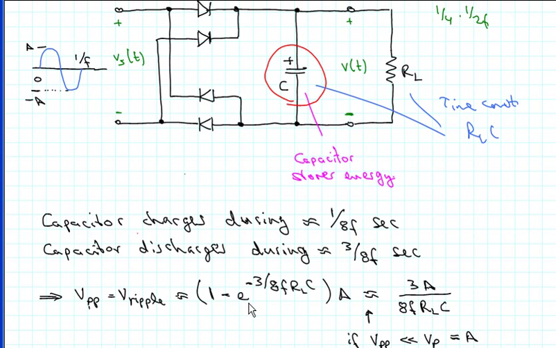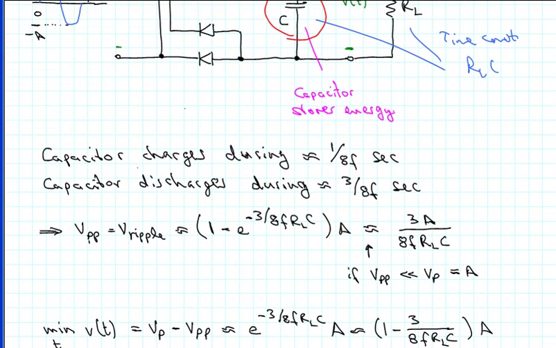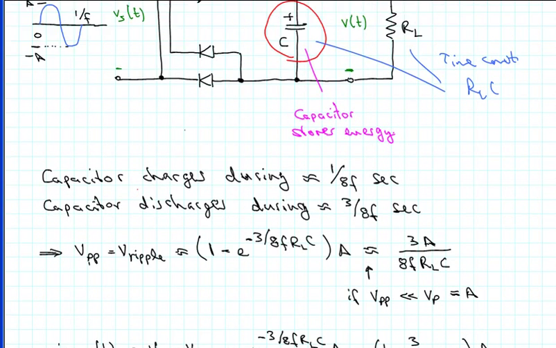And if we use again the approximation for a small exponent, we get approximately 3A over 8f RLC for the ripple voltage or the peak-to-peak voltage. That is true if the peak-to-peak voltage is much smaller than the peak voltage. As a rough idea, you would like the peak-to-peak voltage to be probably 20% or less of the peak voltage for this formula to be a good approximation.